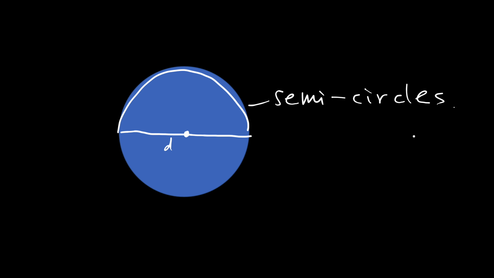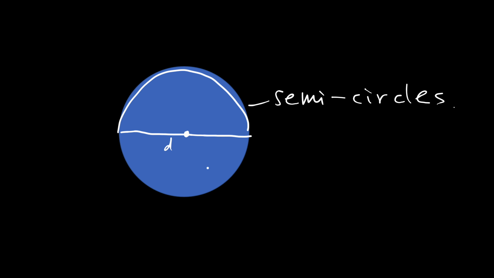So this is the center, this is the diameter. Can you see that a circle can be split into 2 halves? Yes, semicircle. One half is called a semicircle. I'm trying to get you familiar with some of the technical terms.